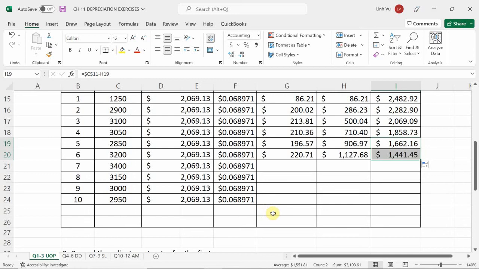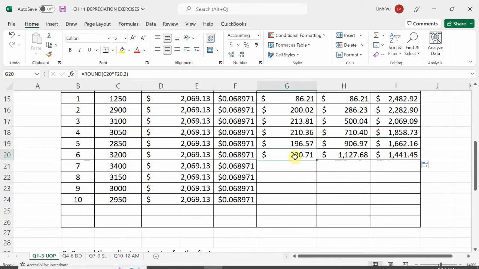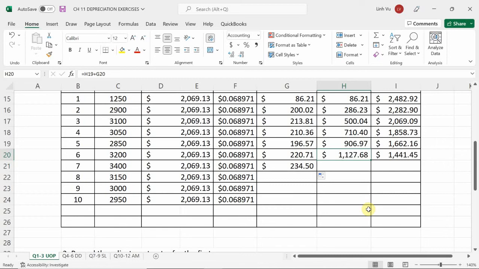$1,441.45. Good. There's a couple more. So if year 7 I end up producing 3,400 units, what's my depreciation expense for year 7? $234.50. Okay. Accumulated. $1,362.18.